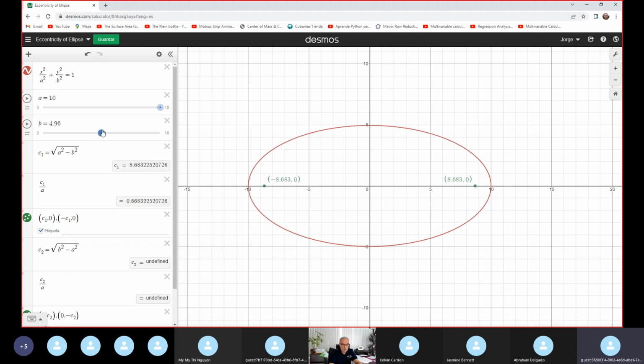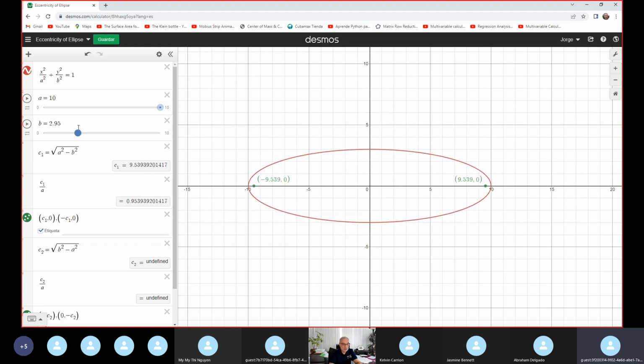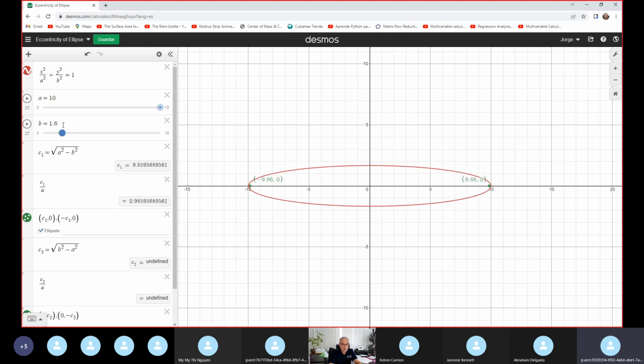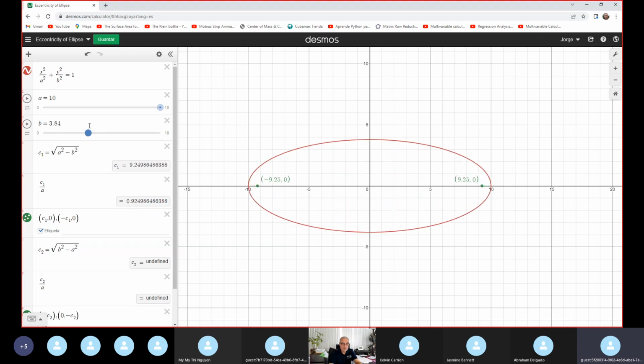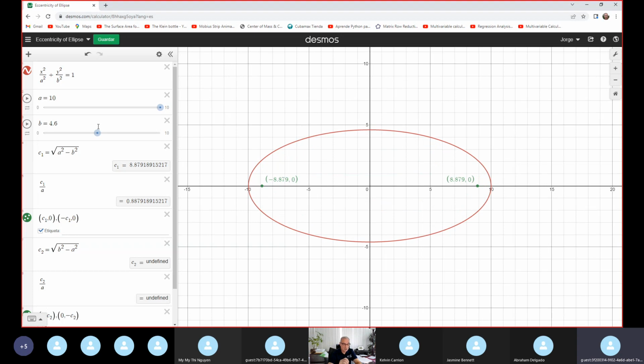You see what happened with the focus? The focus approached the vertex, and the eccentricity approached one. So it is completely flat, and the eccentricity is almost one. The eccentricity, by definition, is the ratio between C, the focal distance, which is the distance from the center to any focus, in this case 8 point something, and A. So 8 point something divided by 10 is 0.88. This is the eccentricity.